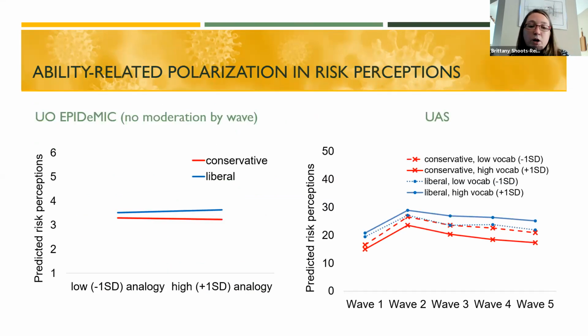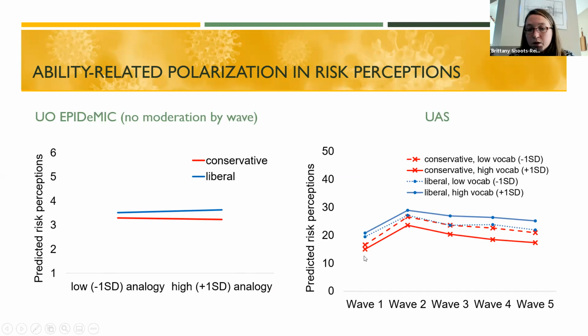And so we find remarkably similar effects across the 2 data sets. I'm going to focus on the UO epidemic first because it's easier to understand, because we don't actually have effects of wave with respect to this polarization. And so at lower verbal analogy scores versus higher verbal analogy scores, the difference between conservatives and liberals is larger for the high ability and smaller for the low ability.